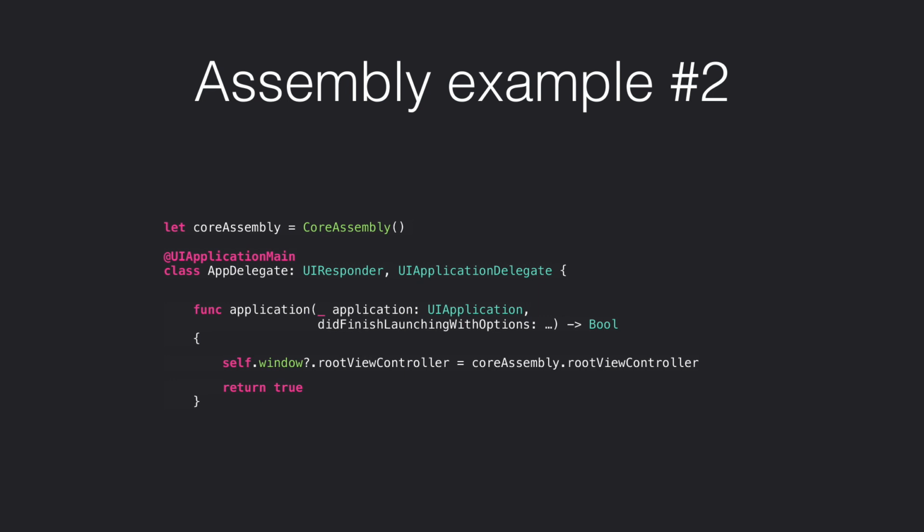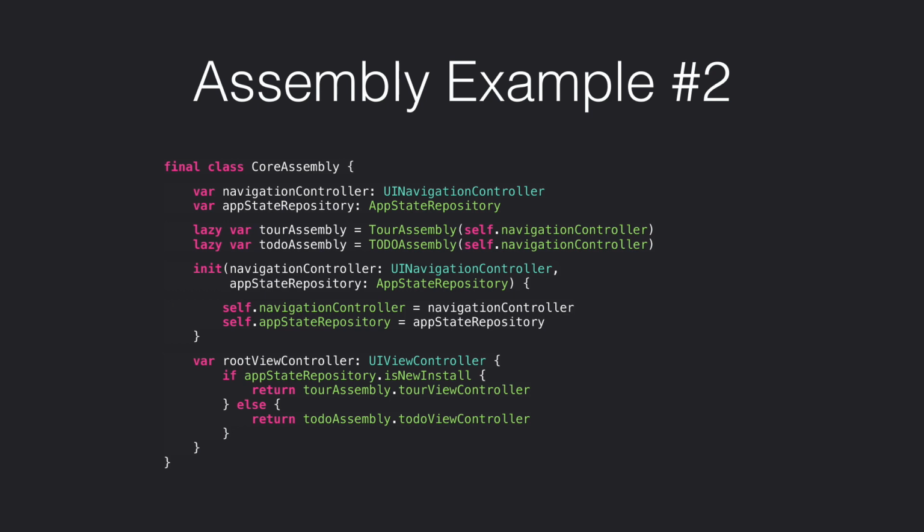This is from a demo to-do app we have. You see that in the app delegate outside, we have this core assembly variable, which is basically you need some place where you instantiate your root thing for your whole application. Then in application did finish launching, you see that the only thing that you actually really do is you assign root view controller to core assembly root view controller.